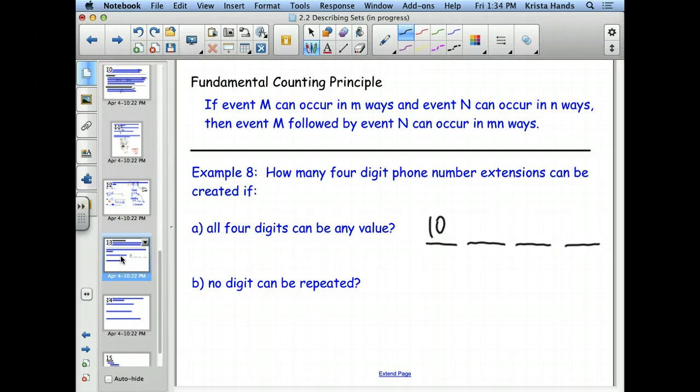How many choices do we have in the second digit? Still 10. This one doesn't work like the example we had last time, because we're allowed to repeat a digit, right? And then we have 10 here, and we have 10 here. And what happens is we're supposed to multiply these together. So if you had 10 times 10 times 10 times 10, what number is that?